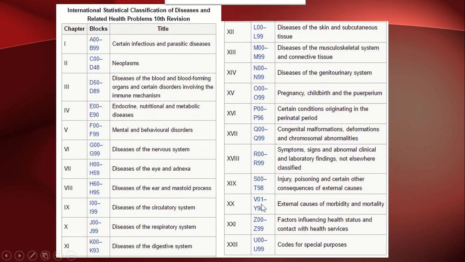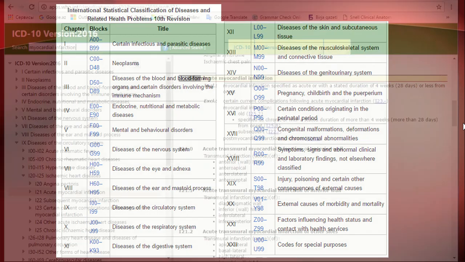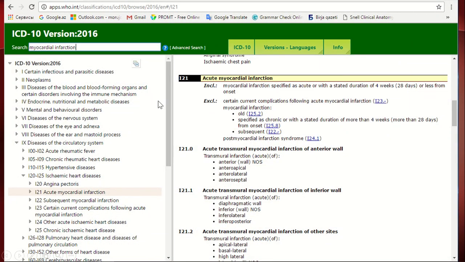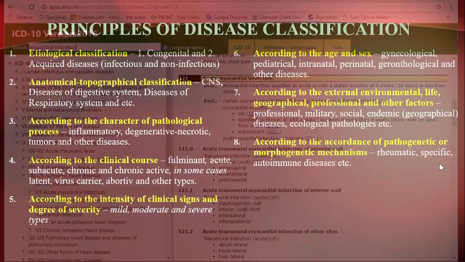Here you see a schematic illustration of the ICD-10 revision. As you see here, the diseases are grouped into 22 nosological groups. And here I add the online version of the ICD classification. For example, when you enter acute myocardial infarction, you will find the subcodings regarding acute myocardial infarction.